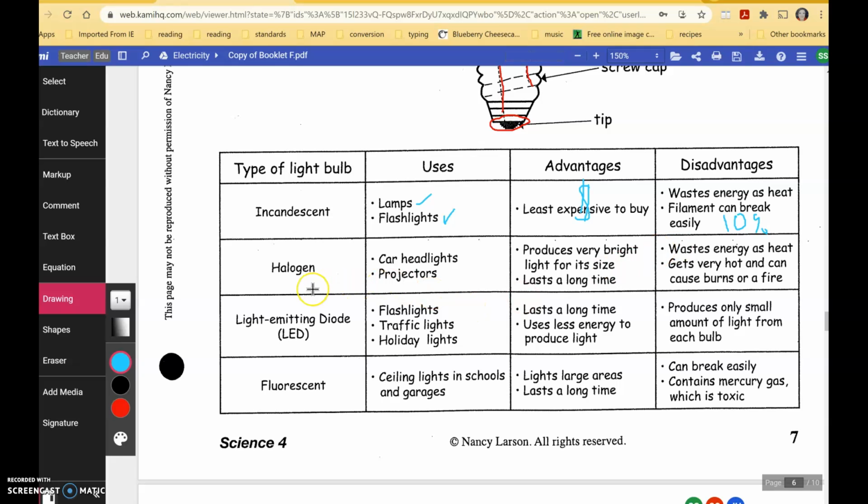The second type of light bulb listed on the chart is the halogen light bulb. Halogen light bulbs are a type of incandescent light bulb that contain a halogen gas. So according to this chart, where do you use halogen light bulbs? Car headlights and all of our projectors. Where have you seen halogen lights used before?